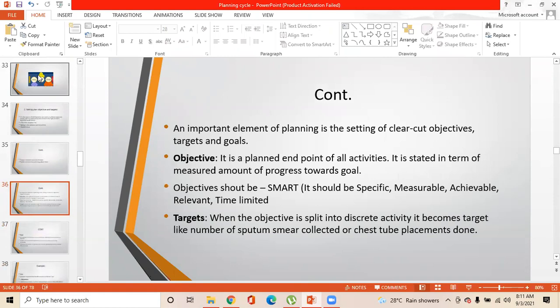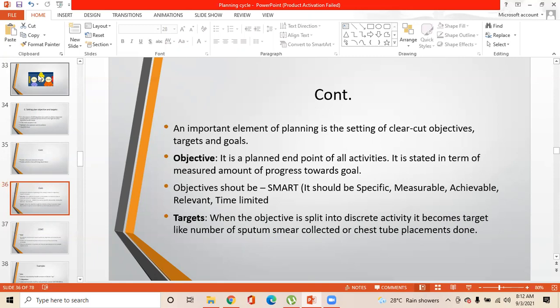An important element of planning is the setting of clear-cut objectives, targets, and goals. Now, what is an objective? An objective is a planned endpoint of all activities. It is stated in terms of measured amounts of progress towards the goal. Objectives should be SMART. That is, they should be specific, measurable, achievable, relevant, and time limited.